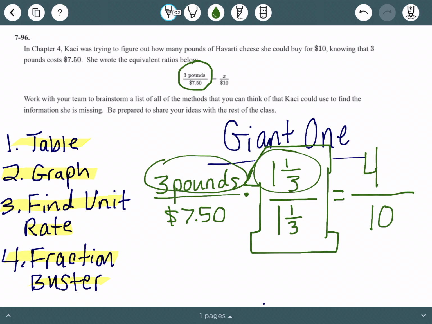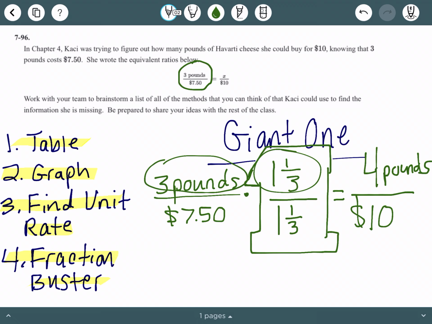So is my answer 4/10? No, we need to be careful here because we have pounds on top and dollars on the bottom. So that means we can get 4 pounds for $10. You want to make sure with these kinds of problems that you write it out so we know exactly what it means, because 4/10 would not be an acceptable answer.